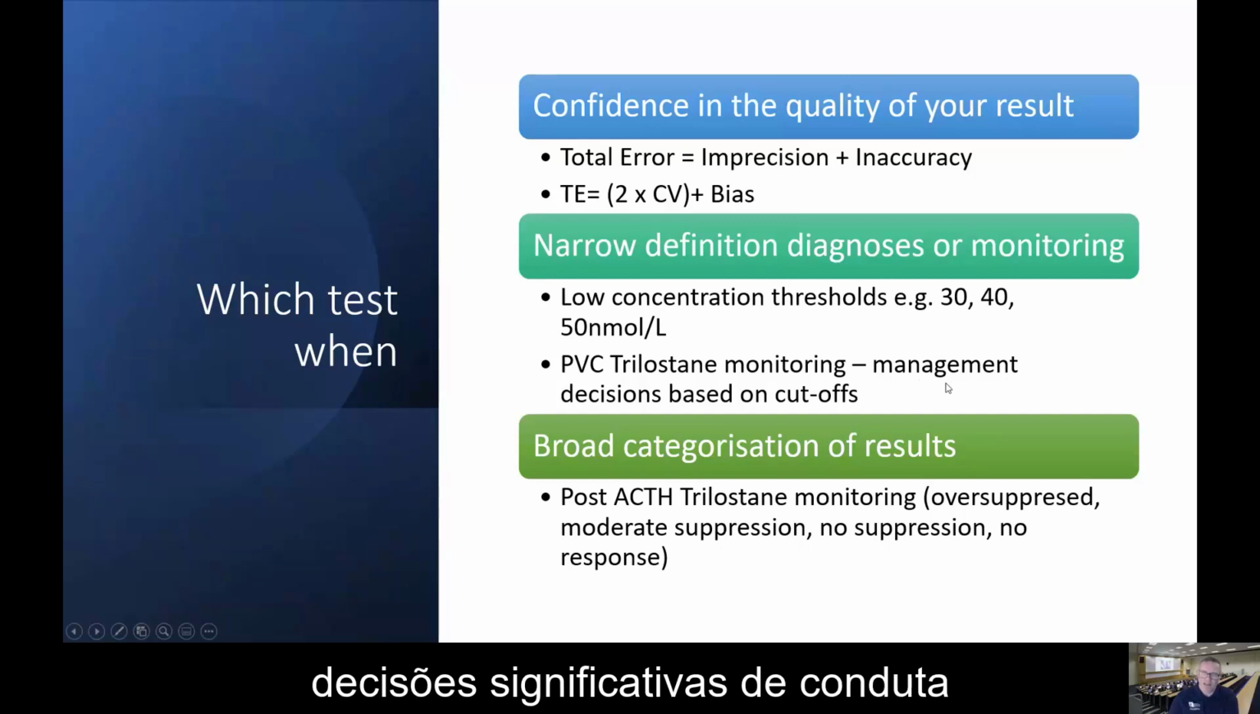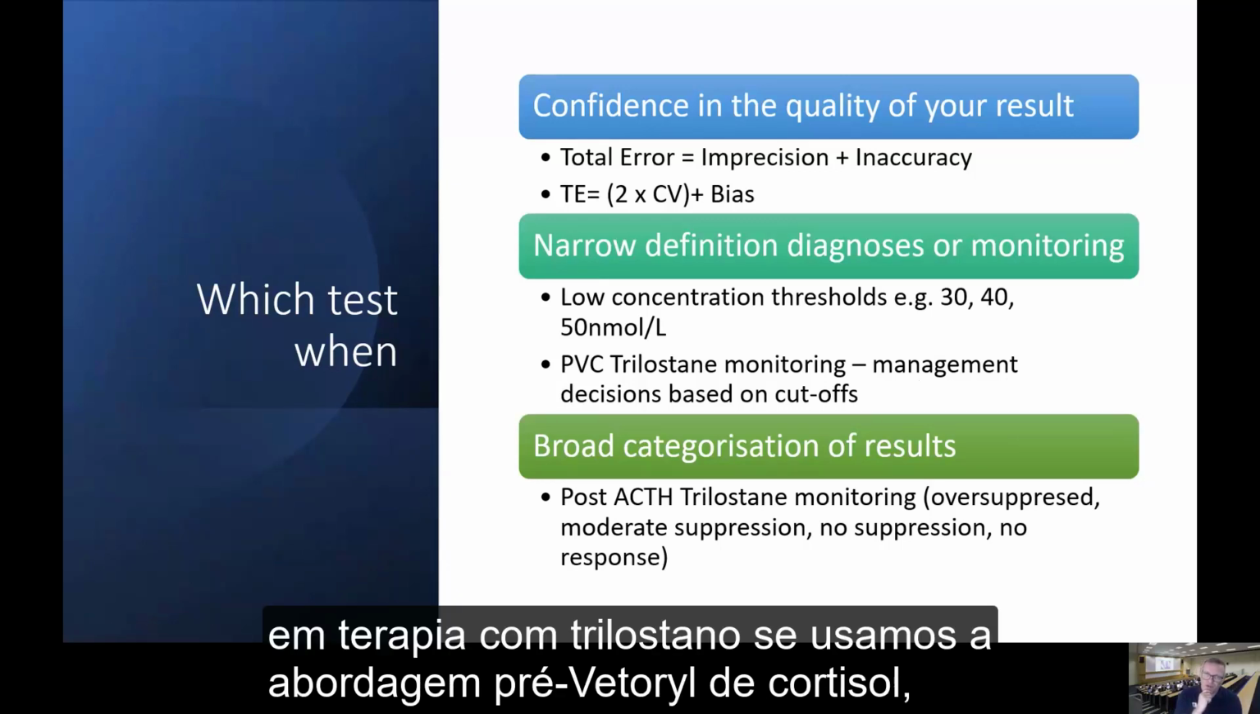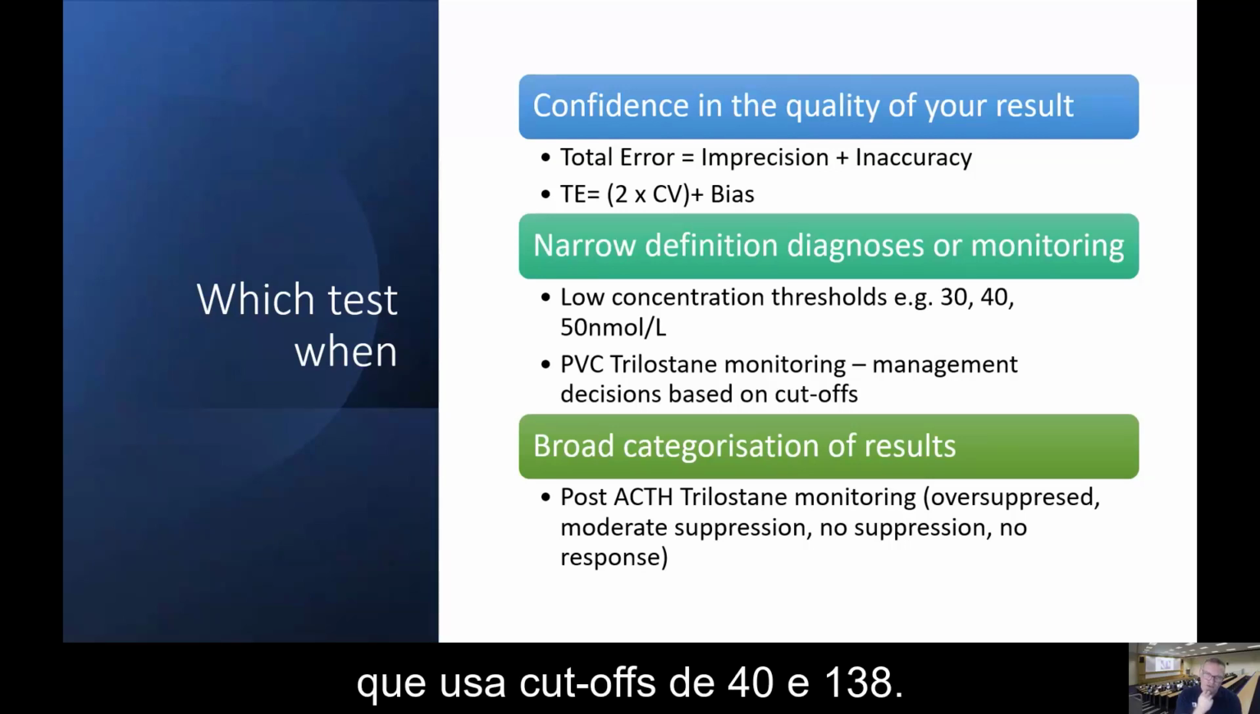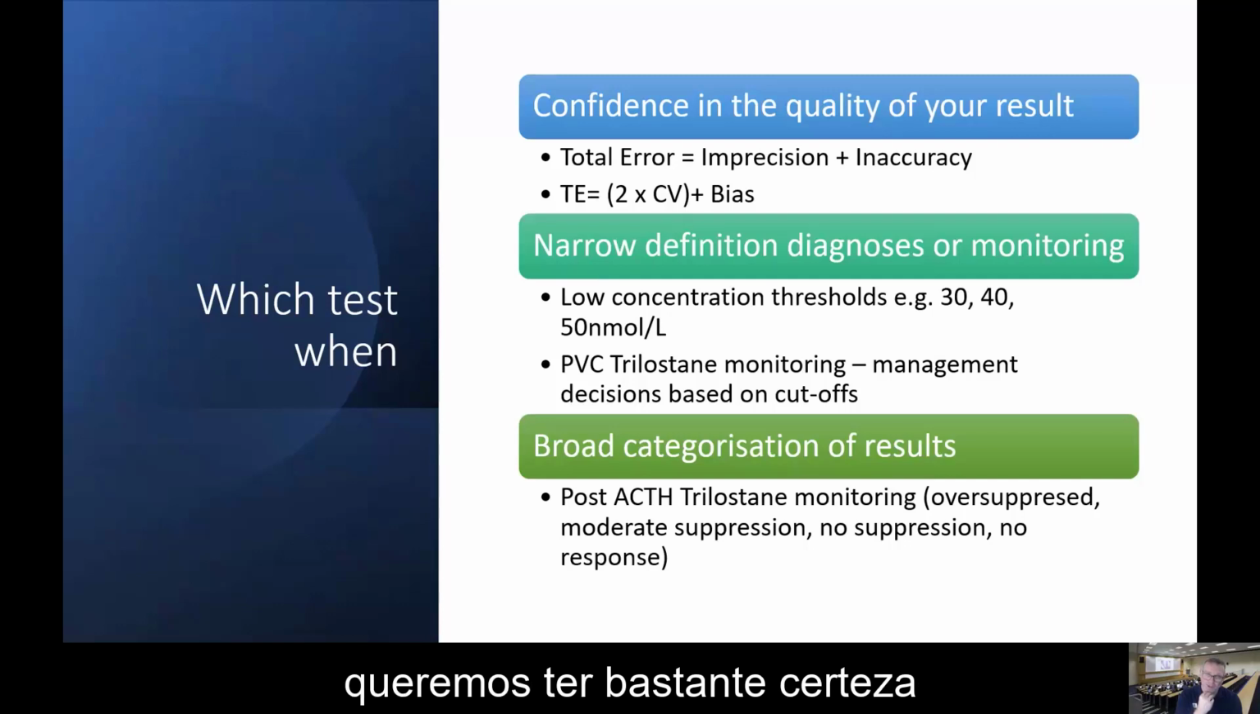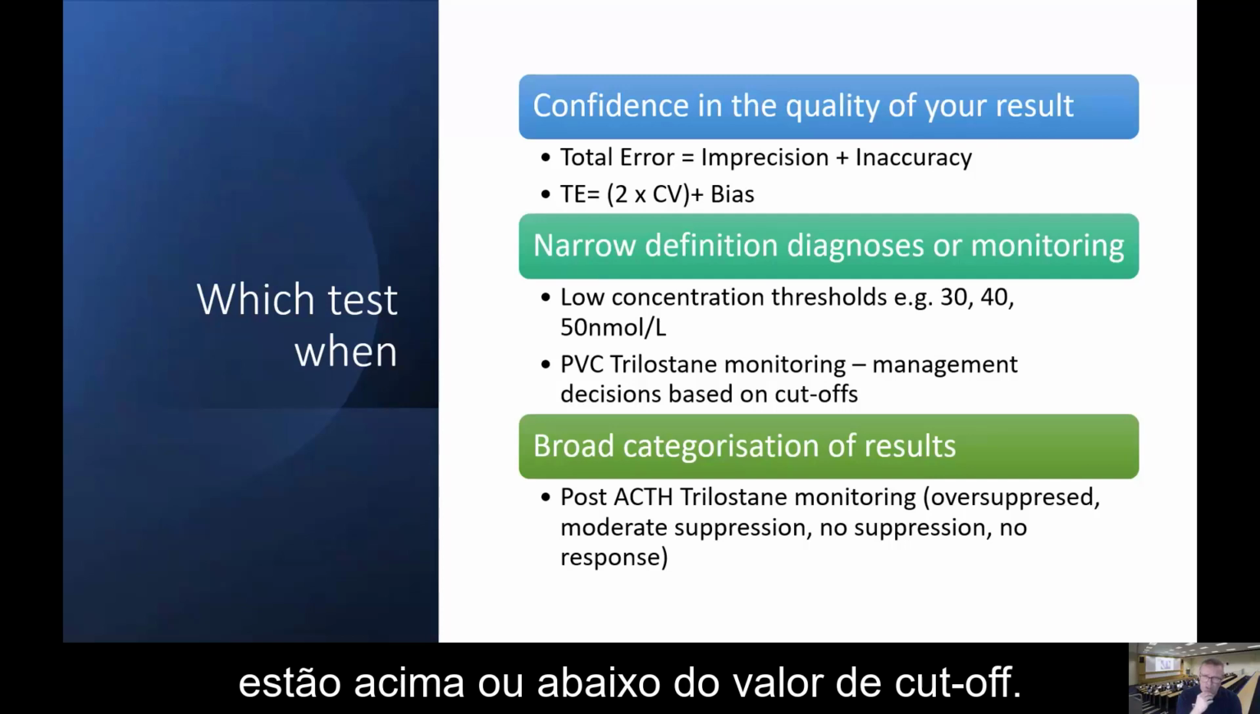Similarly, we would be making significant management decisions in trilostane therapy if we used a pre-Vetoryl cortisol approach. It uses cutoffs of 40 and 138. And again, if we're going to change what therapy the animal is going to get based on that result, we probably want to be quite sure whether it falls above or below that cutoff value.